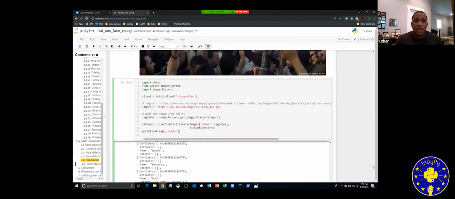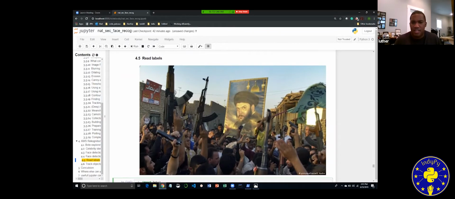I know what you're thinking: how can Amazon be only 43, 42% confident that there's a weapon in here? And the reason why is that Amazon's use case is not based on national security, it's based on general public needs.